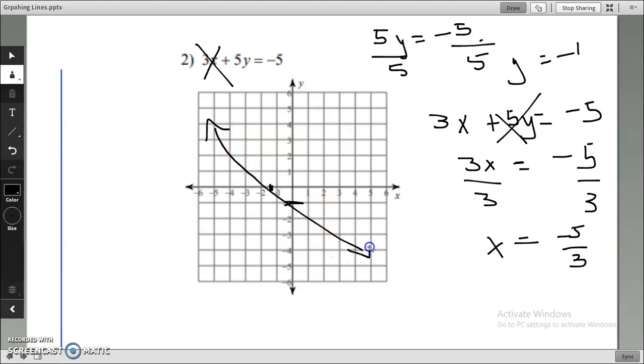It's going down the hill. I can go ahead and put it in slope-intercept form. Why don't you try that on your own and send me a message if you feel like my graph isn't correct.